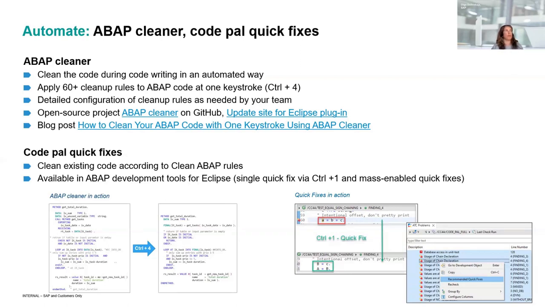ABAP Cleaner provides more than 60 cleanup rules to automate adaptation of your ABAP code to Clean ABAP with only one keystroke, Control F4. And you can also configure the cleanup rules as they are needed for your team. This is also an open source project led by SAP on GitHub. And there is the Eclipse plugin, which can be installed in your ABAP development tools for Eclipse to use it. The CodePal quick fixes also provide automation of adaptation of your code to Clean ABAP rules. They are available in ABAP development tools for Eclipse as single quick fixes and also as mass enabled quick fixes.